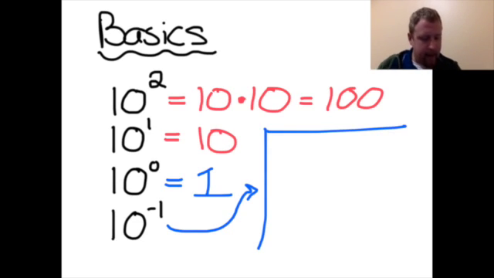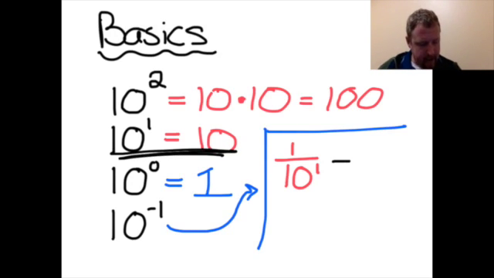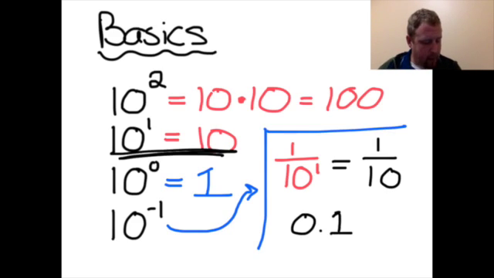10 to the negative 1 is really the same thing as 1 over 10 to the first. Okay, that's what you should understand. Anytime you have a negative exponent, it's really representing some number as a fraction. So in this particular case, it's 1 over 10 to the first. And we know that 10 to the first, as outlined here, is just 10. So this is really going to be just 1 over 10. And if we write that as a decimal, 0.1.